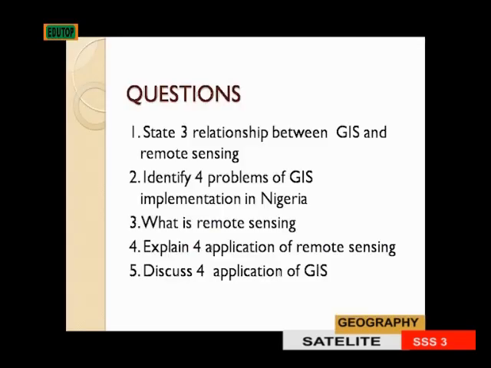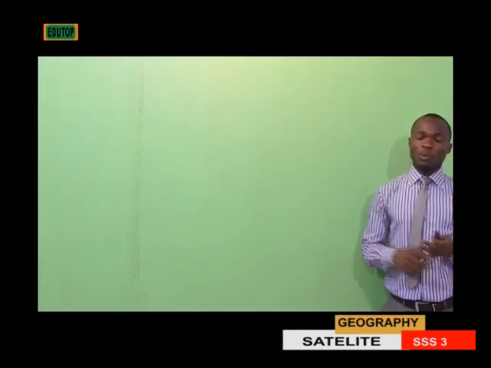Number 2 question says, identify 4 problems of GIS implementation in Nigeria. 1 problem is low technology. Another problem here is inadequate capital. Number 3 problem is inadequate personnel. And we have inadequate power supply.